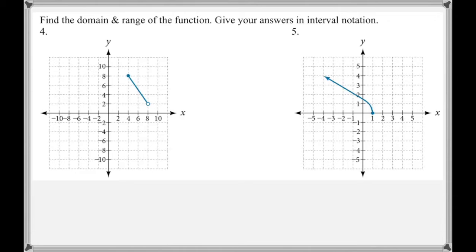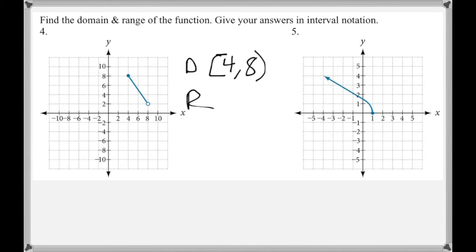So how far left does this function go? It goes to 4. 4 is as far left as this function goes. How far right does this function go? It goes to 8, and it actually doesn't even reach 8 because it has an open dot there. So my domain is going to be positive 4 to 8, and it's a bracket around 4 but a parenthesis around 8.